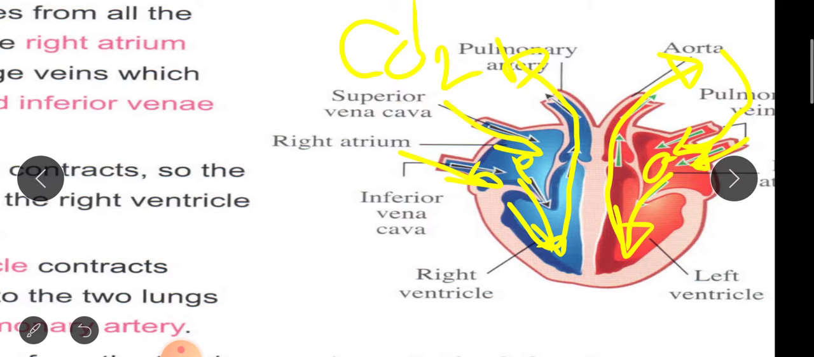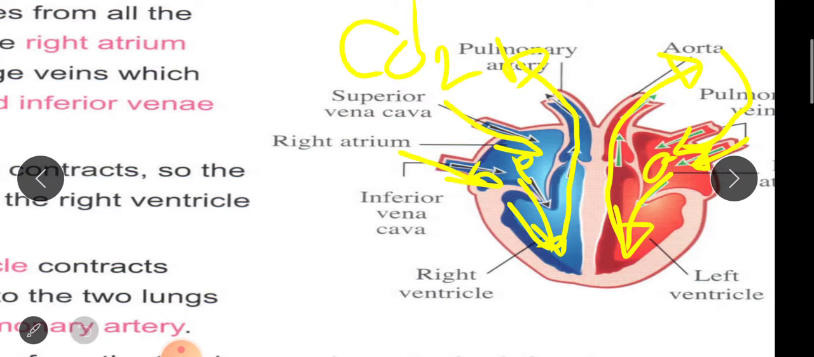Again, in the lungs, there is an exchange of gas as the blood leaves the carbon dioxide and carries the oxygen. So now the blood is oxygenated and it will return back to the heart through the pulmonary veins. Give it to the left atrium, and from the left atrium to the left ventricle through the left valve, and then the left ventricle will push the blood and give it to the aorta. And then the aorta delivers the oxygenated blood to all our body parts.